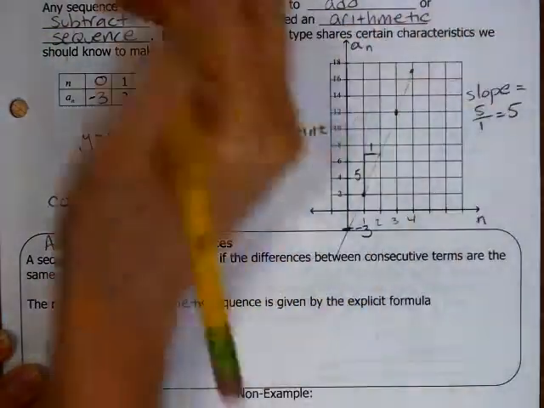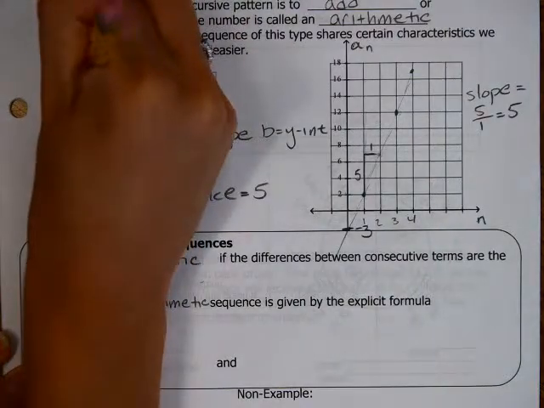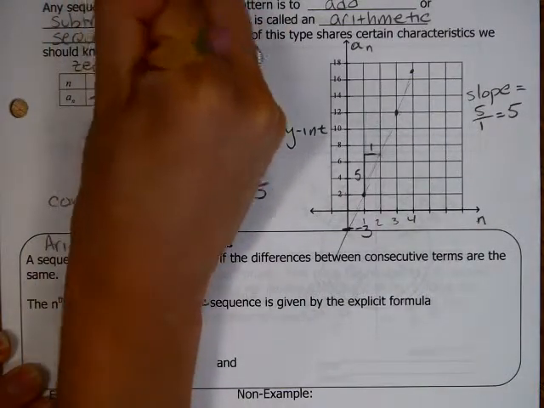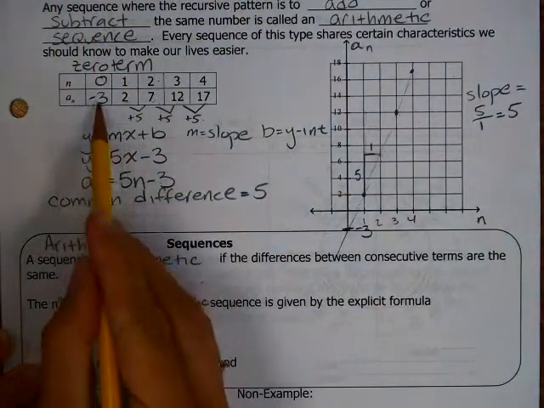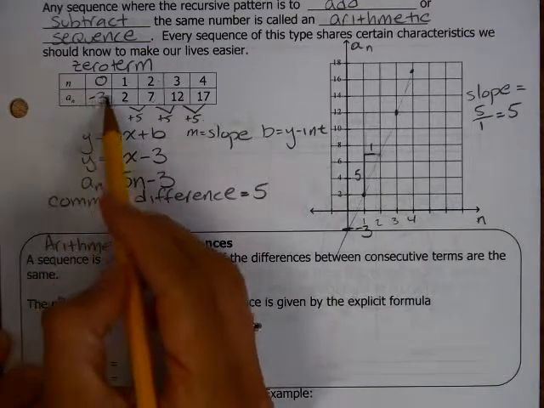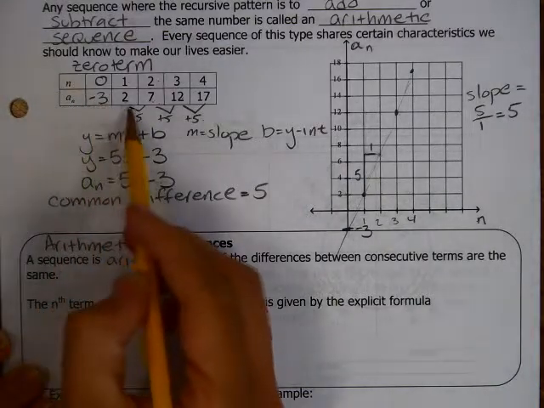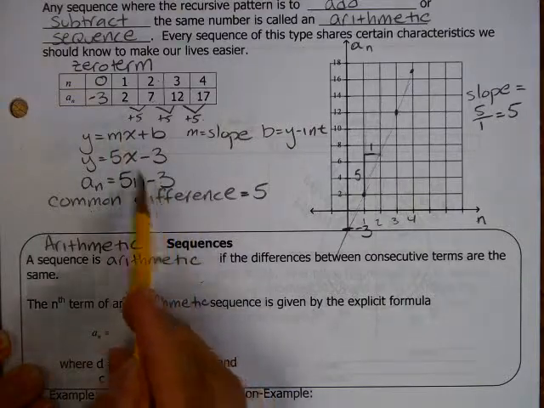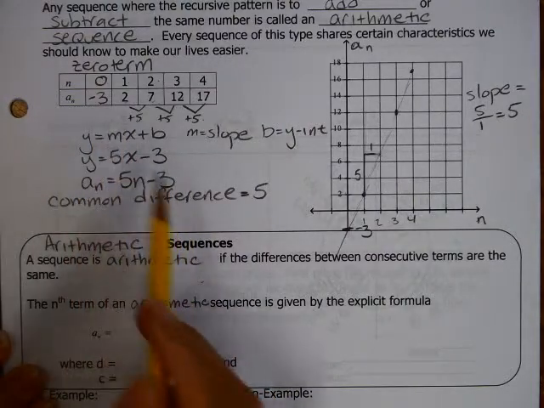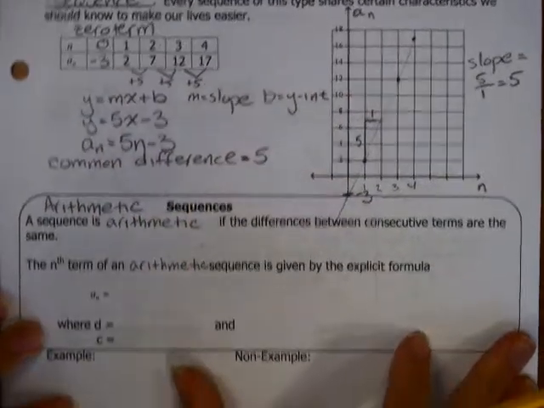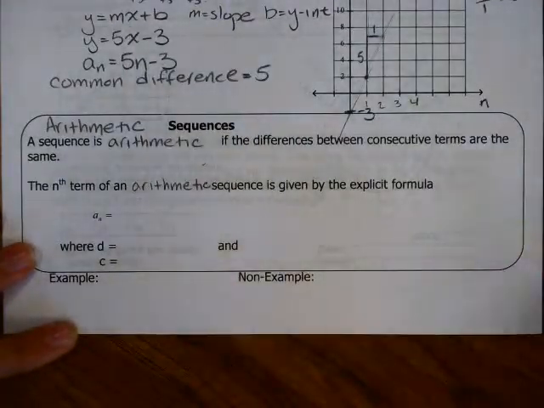I like to call this the zero term. And it's always the term that would come right before your first term. That is that connection with the y-intercept. Alright, so important information for us.